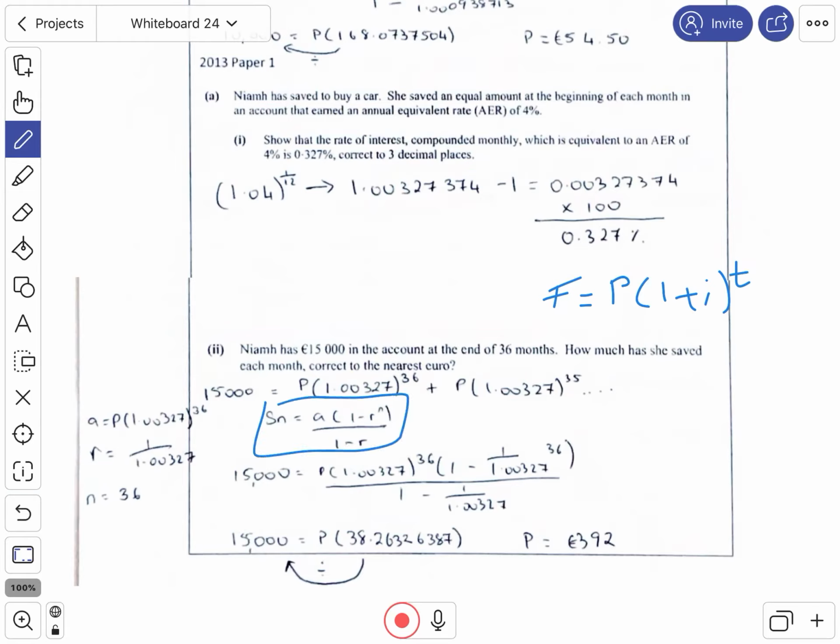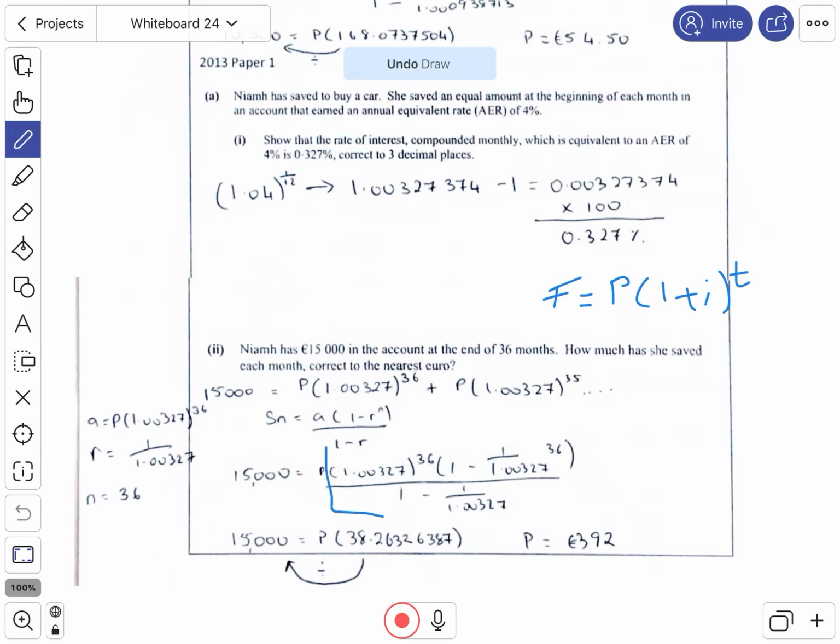Again, I'm using my SN formula here. And with my SN formula, I'm picking out my A, which is this. I'm picking out my R, which is either going to be 1 over 1.00327 or 1.00327. Because this is not a fraction, the R value is going to be a fraction. And my N value, how many times does this happen? It happens 36 times. Substituting everything in, letting it equal the 15,000 that I know it should equal.